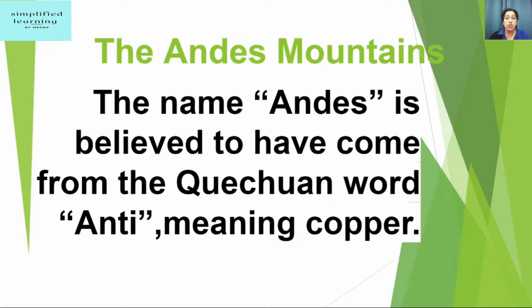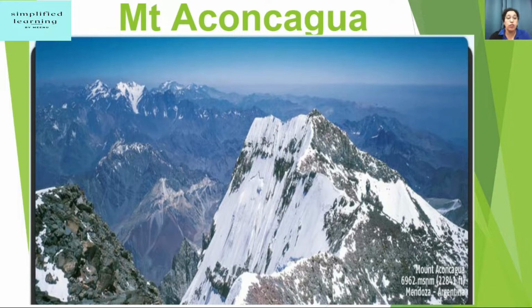The Andes Mountains form the backbone of South America, extending all along the west coast from Panama in the north to Cape Horn in the south for a distance of approximately 7,200 kilometers. It is the world's longest chain of mountains and the second highest mountain range above the sea level after the Himalayas. Clear?